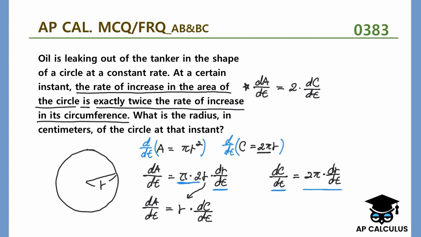And it was given that dA over dt is equal to 2 times dC over dt. This derivative is equal to 2 times dC over dt. So let's rewrite this equation right here. 2 dC over dt is equal to r times dC over dt. Cancel this out. So what is our radius? Radius is 2 centimeters.